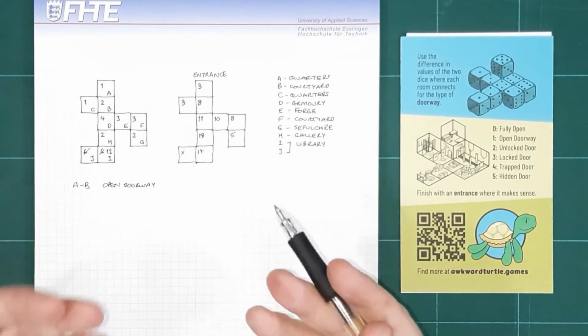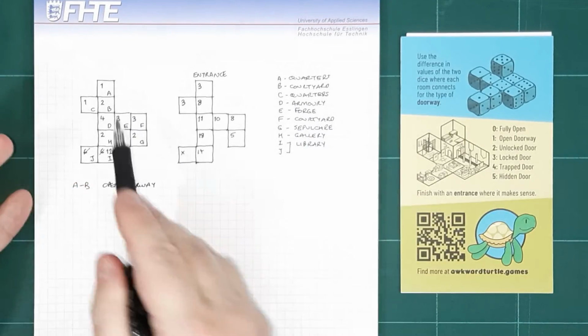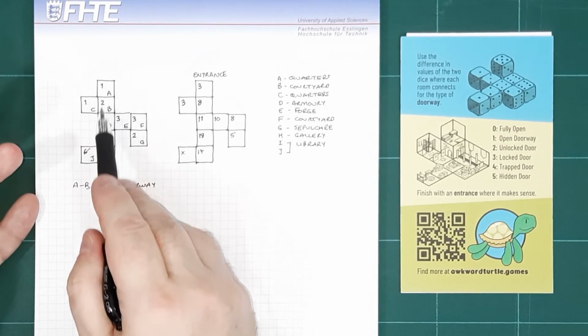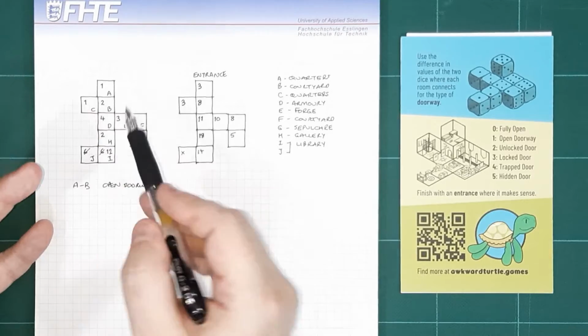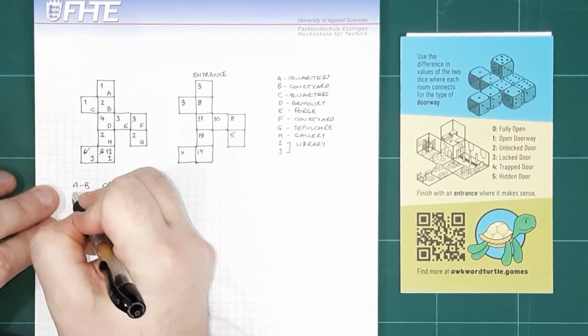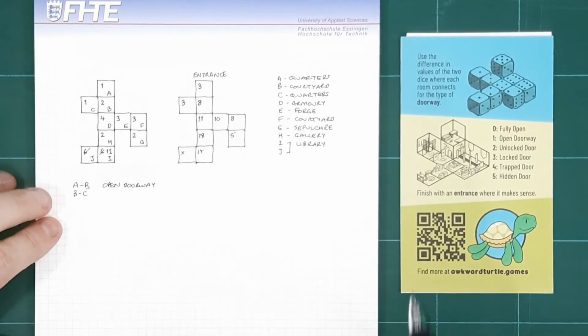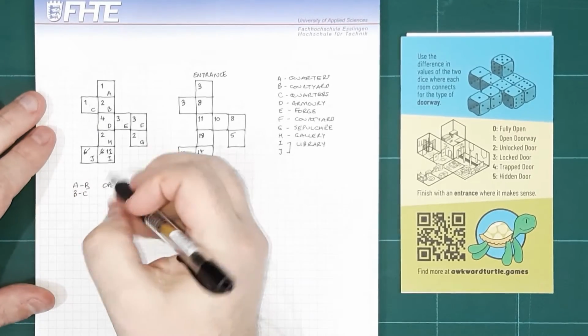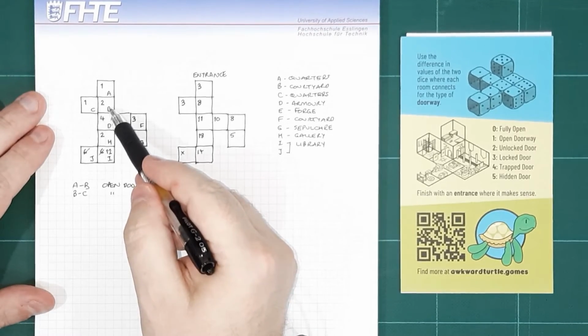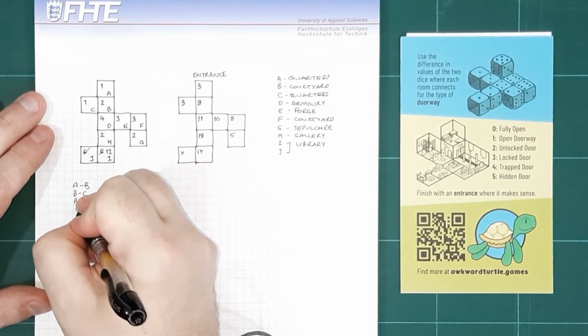So when I'm creating the dungeon for my game, I don't need to actually put a doorway there. I can just put a passage with openings at each end. What's next? From B to C. So B to C, again, the difference is 1. So it's also an open doorway. Next is B to D.